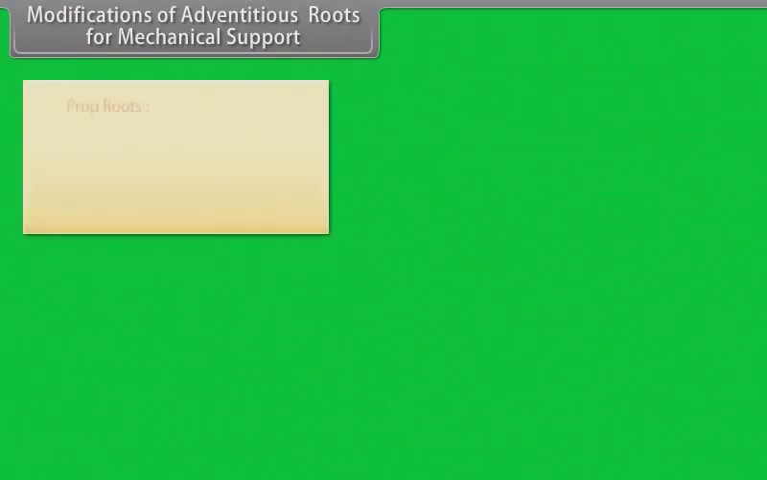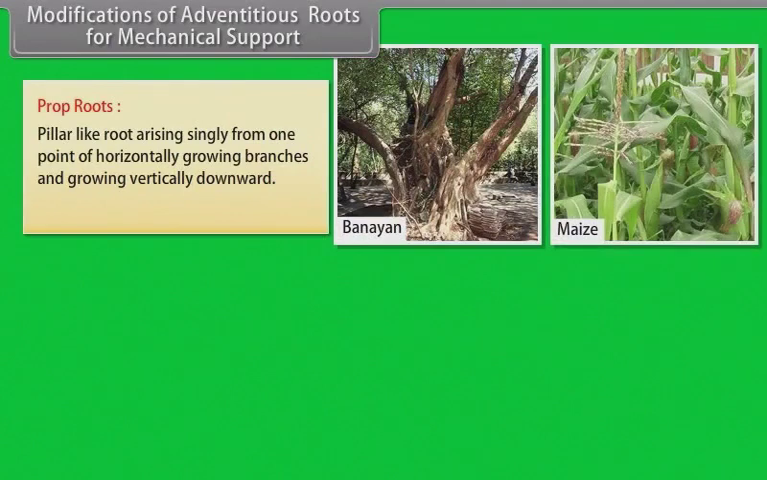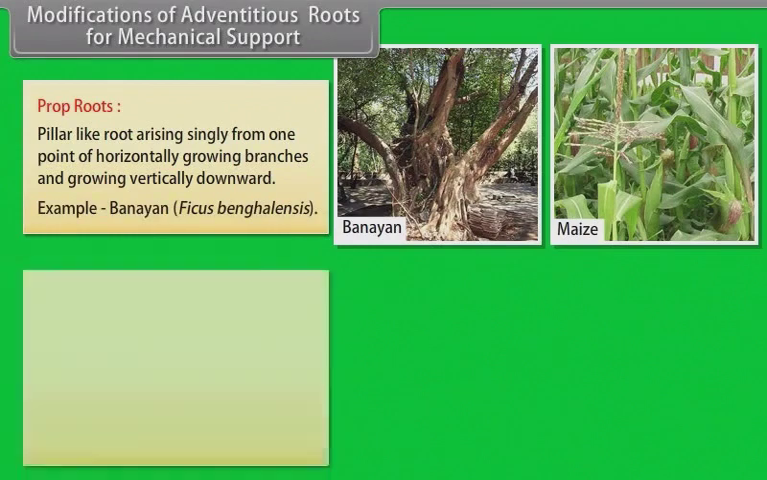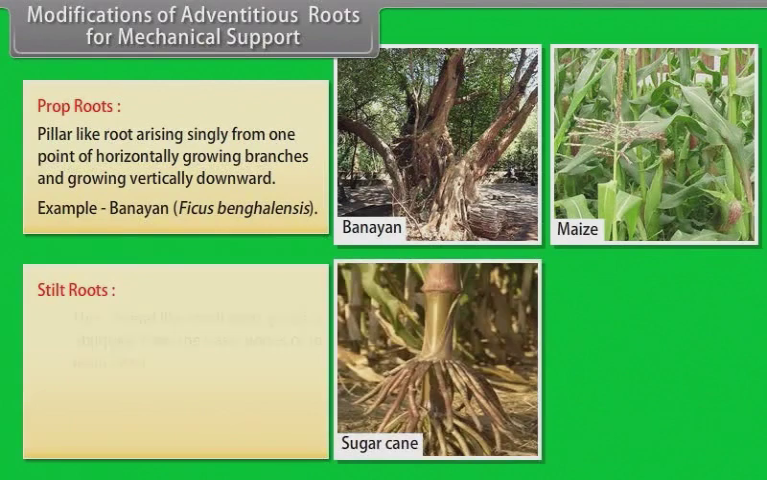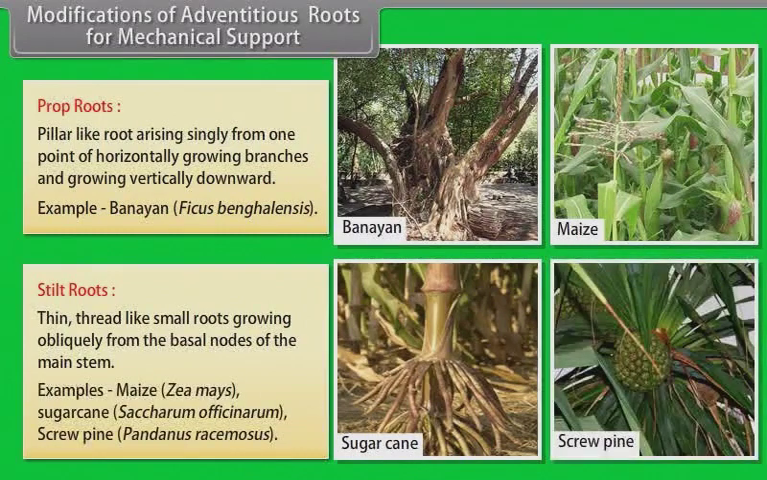Modifications of adventitious roots for mechanical support. Prop roots. Pillar-like roots arising singly from one point of horizontally growing branches and growing vertically downward. Example, banyan. Stilt roots. Thin, thread-like small roots growing obliquely from the basal nodes of the main stem. Examples, maize, sugarcane, screw pine.